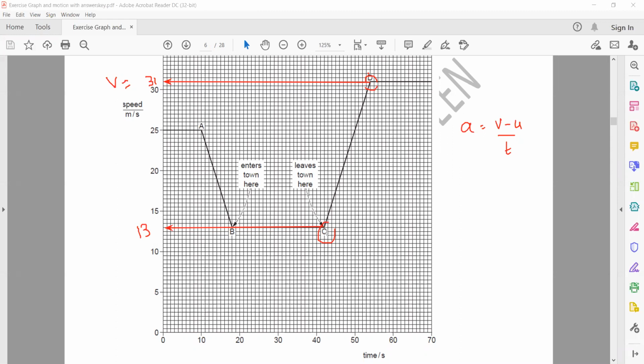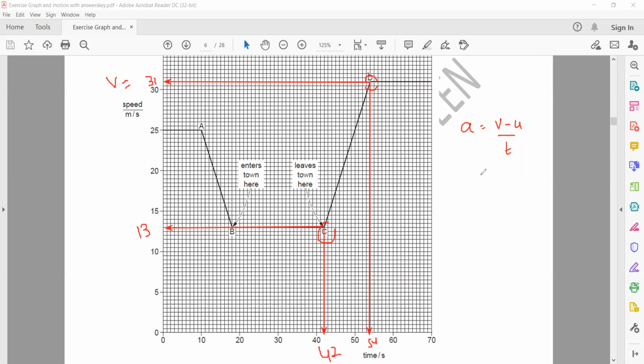And what about the time interval from C to D? When it is at C, the time was 42, and when it is at D, the time is... and all this working you have to show on your graph as well. So this is 42, and here 51, 52, 51, 2, 3, and 4. So this is 54. So the time interval is 12 seconds.